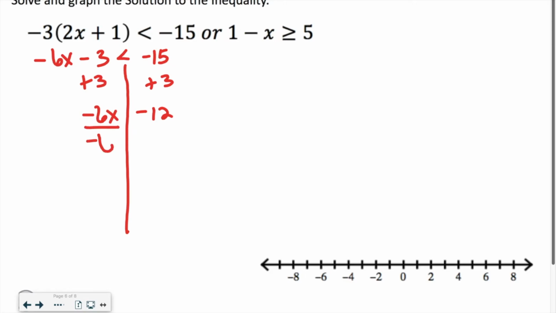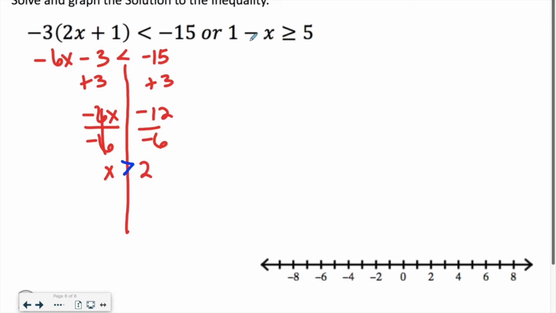Divide by negative 6, and if you're dividing by a negative, you need to flip the sign to a greater than sign. So let's change the color of our pen so we can see that flip. So then these cancel out. You're left with x is greater than positive 2.